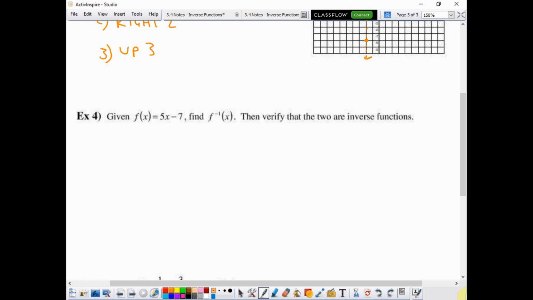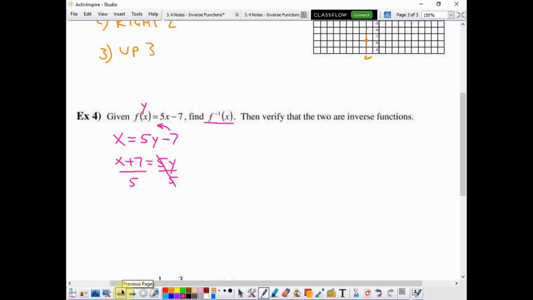Example 4, given f of x equals 5x minus 7, find f inverse of x. We're going to find the inverse. F of x equals is the same as saying y equals, it's just in function notation. In order to find the inverse, I'm going to switch my input and my output. So I'm going to have x equals 5y minus 7, and I'm going to solve for y. So I'm going to move that 7 to the left. X plus 7 equals 5y. And then I'm going to divide both sides by 5.